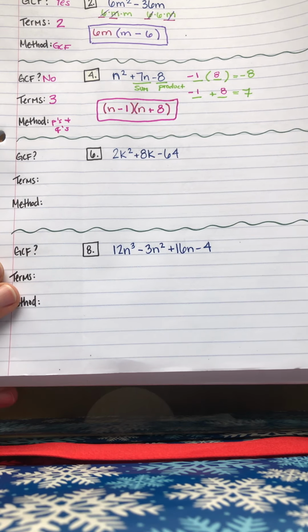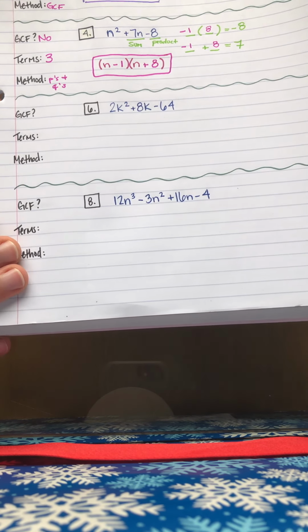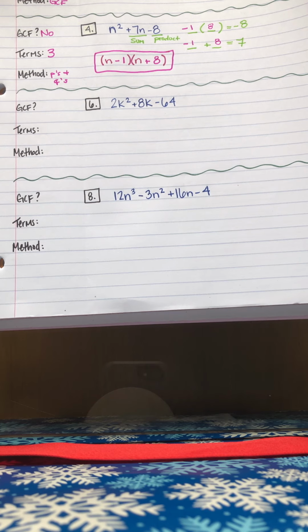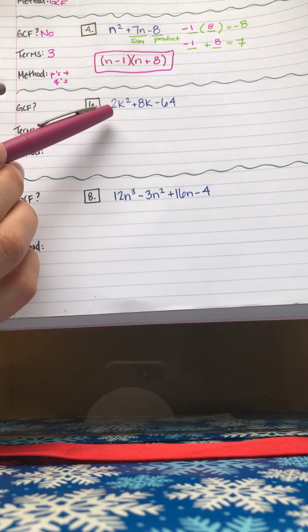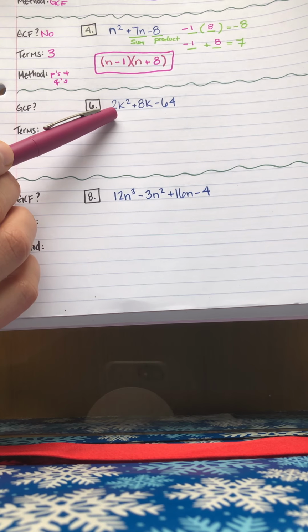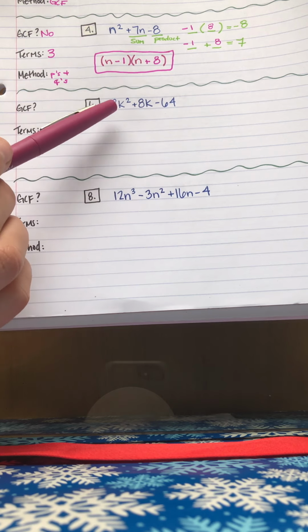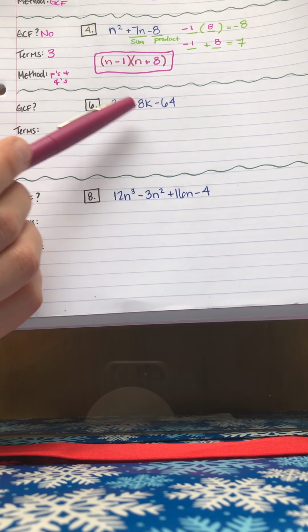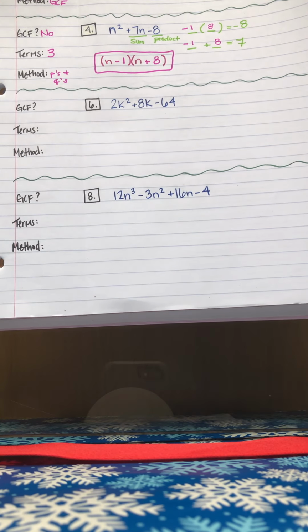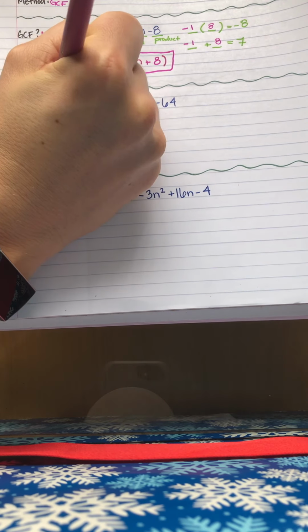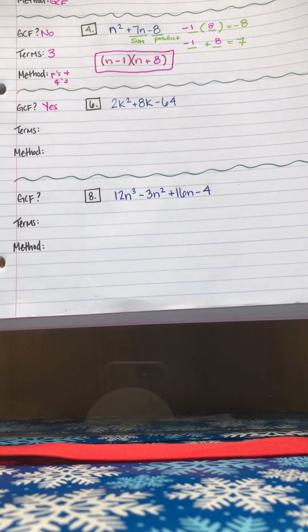Moving on here, these do become a little bit more challenging as we go, so we're just going to do the best that we can. Number 6, start off with, is there a GCF? The first thing that stands out to me is that there is a leading coefficient of 2. When there's a leading coefficient of 2, check to see if it's a factor of the other 2 terms. Does 2 go into 8? Yes, it does. Does 2 go into 64? Yes, it does. That means yes, there is a GCF here, and that GCF is going to be 2.